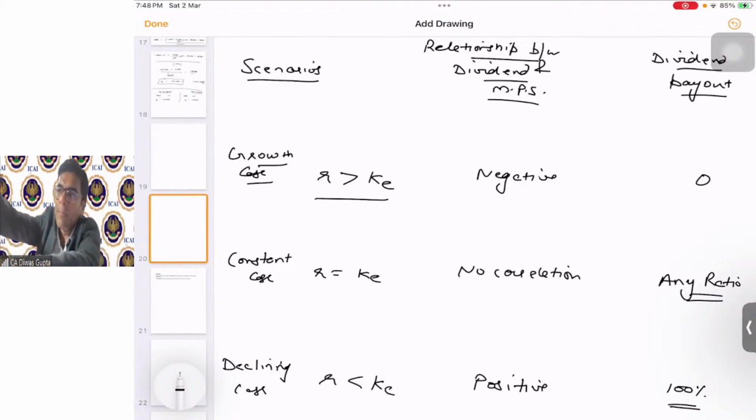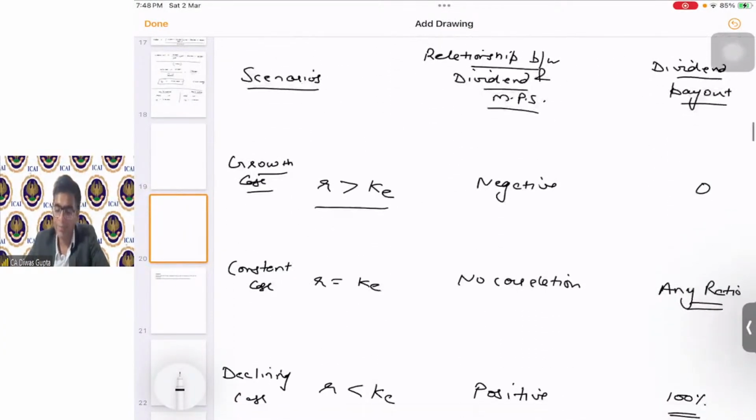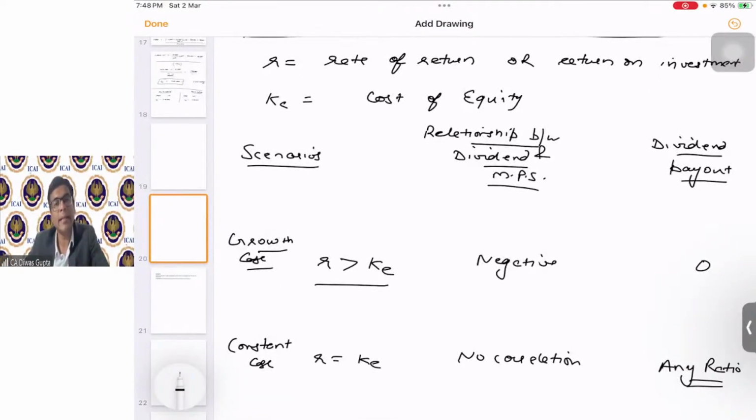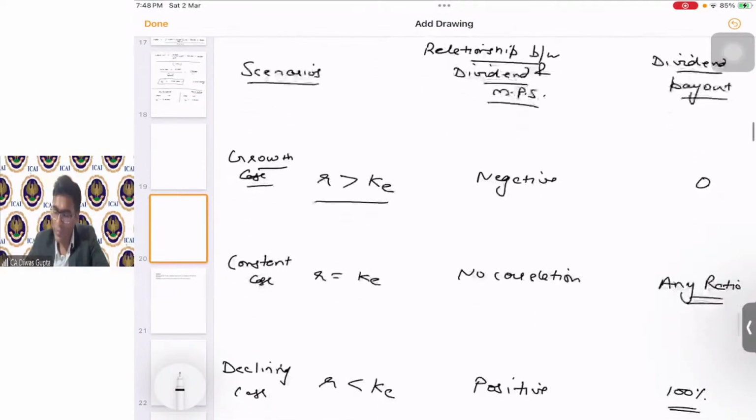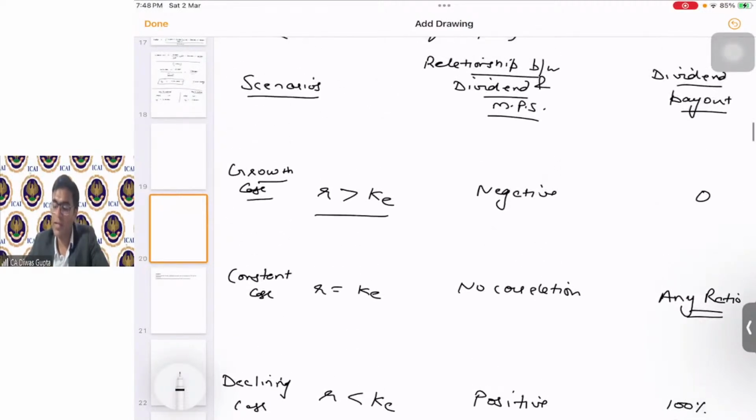So Anmol is saying to explain this again. Let me explain this table again. So please hear me out. Here we're talking about the relationship between dividend and market price per share. For that, we have to always compare R and KE. There can only be three cases: R is greater than KE, R is equal to KE, and R is lesser than KE. Where R is greater than KE, the relationship between dividend and MPS is negative. Because the firm is able to get a higher return compared to what the expectation is, hence the dividend payout is zero. Shareholders will say you don't pay any dividend, you keep it with you and invest it. In case you pay dividend, it will have a negative impact on the MPS.